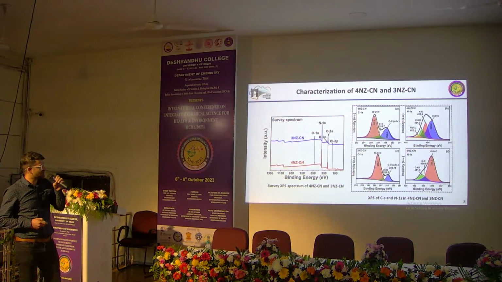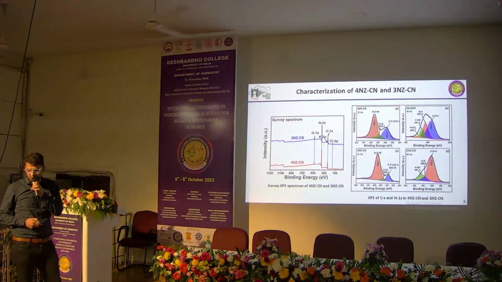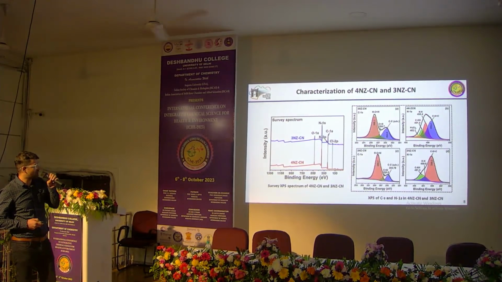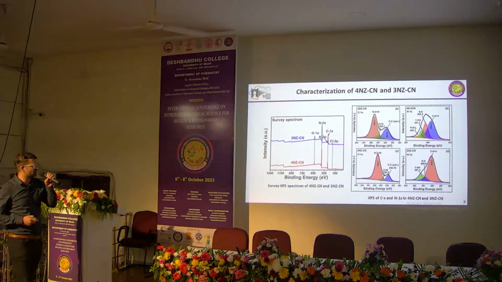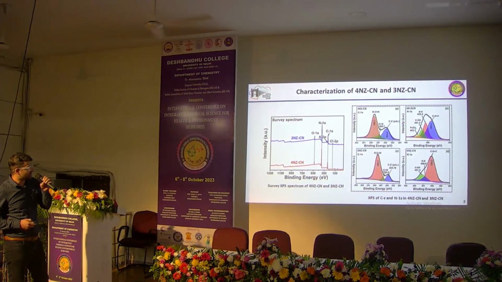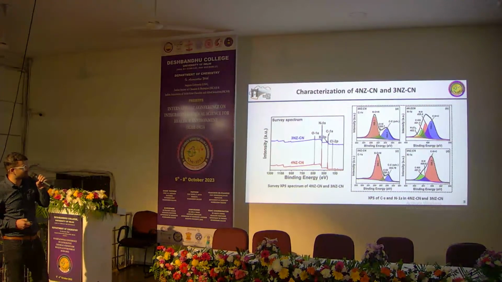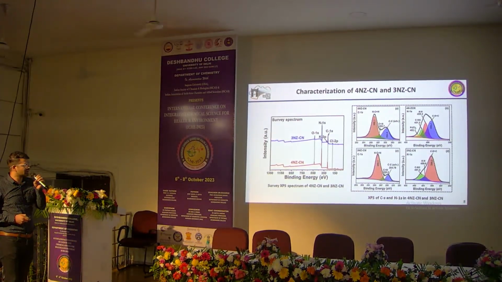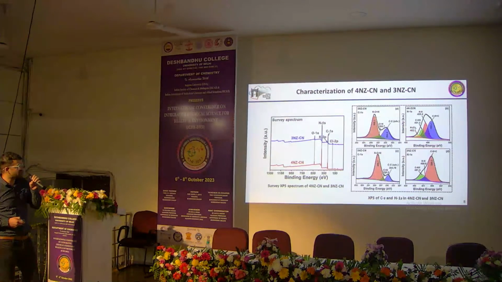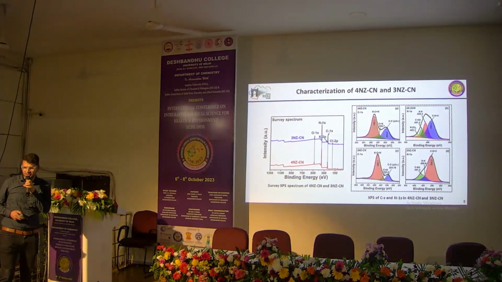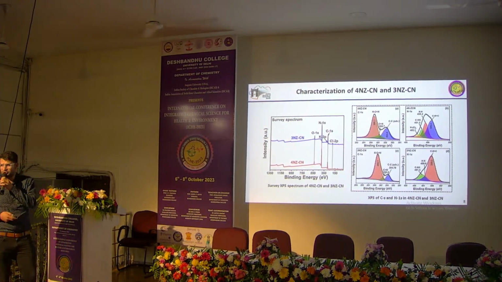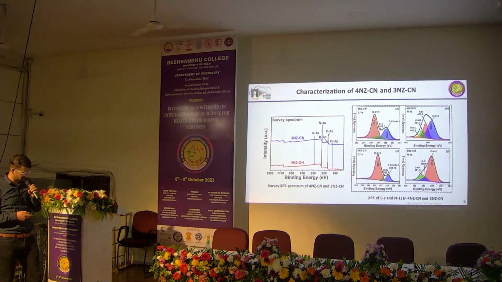So the first peak is assigned to this carbon-nitrogen-carbon bond, which is present in heterocyclic rings, and the peak around 400 eV is assigned to nitrogen bond, and the peak around 401.3 electron volt is assigned to nitrogen bonded to hydrogen, and this peak around 402.1 electron volt is assigned to nitrogen bonded to 3 different carbons. So in contrast to the carbon 1s spectra, in this 3NZCN this peak is missing. So this shows that further polymerization in this 3NZCN is taking place from the unpolymerized amino group, which remained after the reaction.